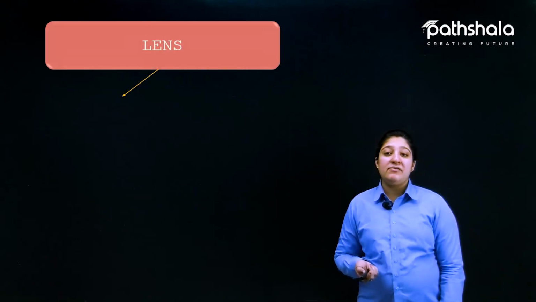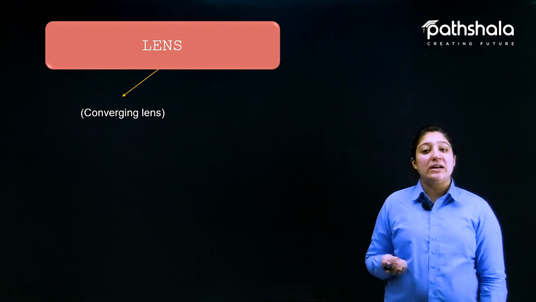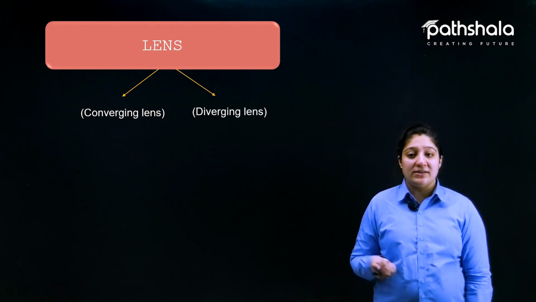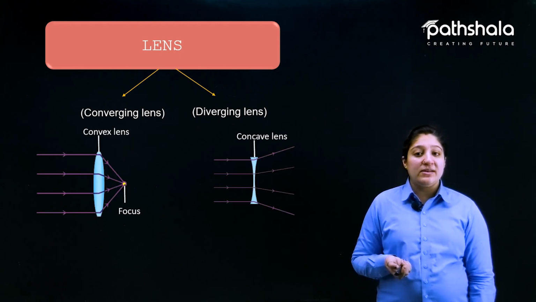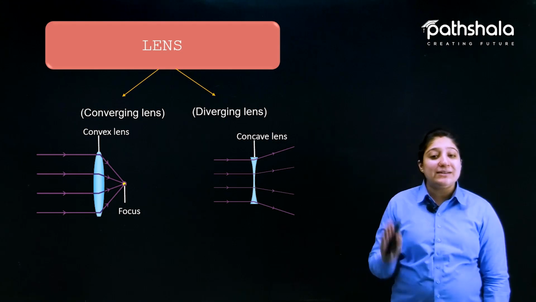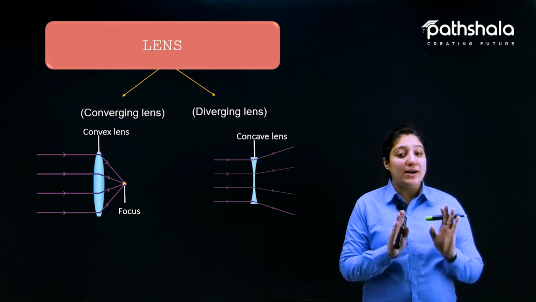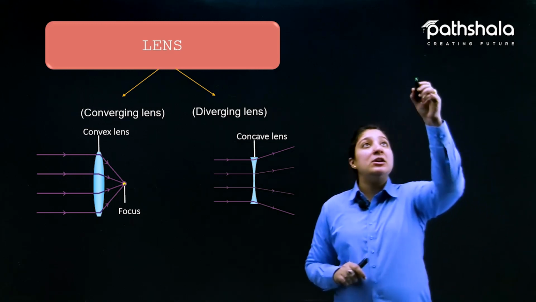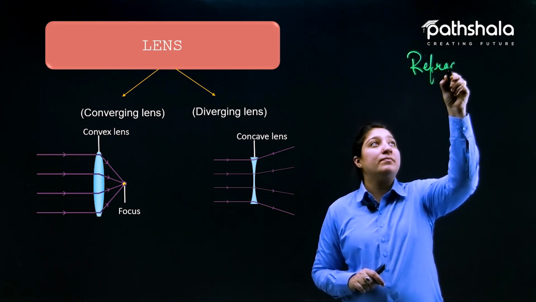Now again, if we classify the lenses, they are classified as converging lens and diverging lens. Converging lens is our convex lens and diverging lens is our concave lens. Now to understand this concept, the other concept that you need to understand is another property of light, that is refraction.